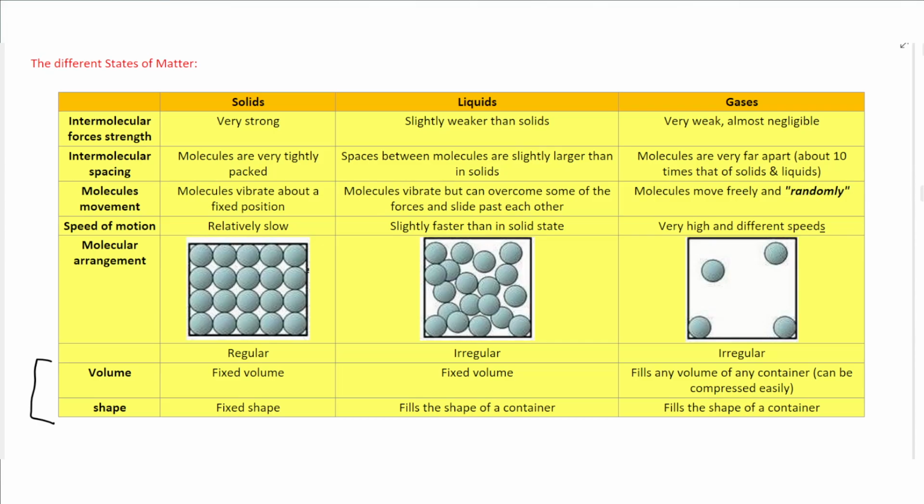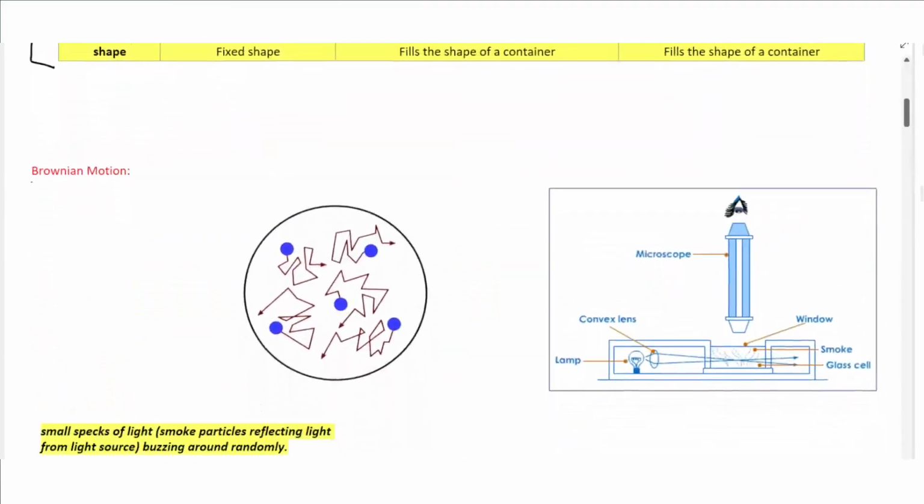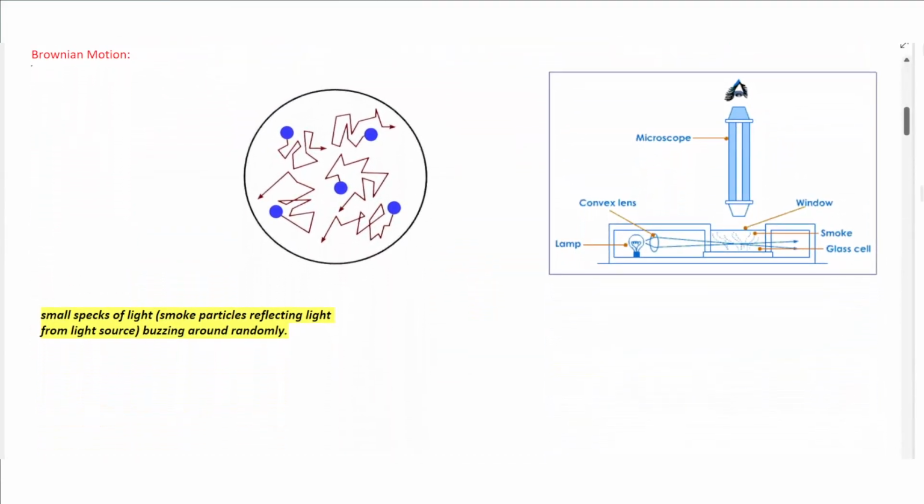As for the shape of the object, solids have fixed shapes. Liquids and gases depend on the shape of the container. Now we go to something called Brownian motion.